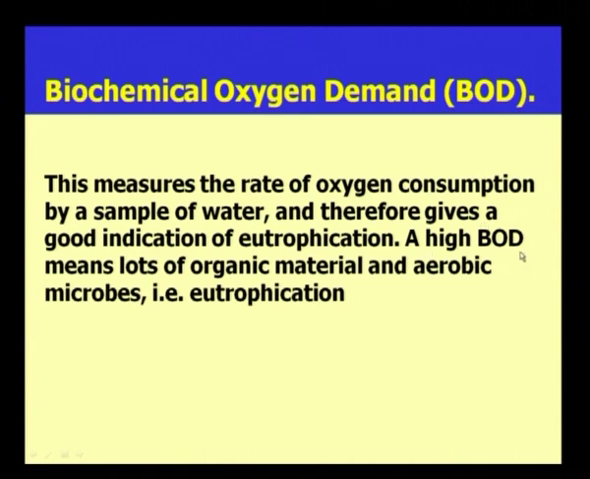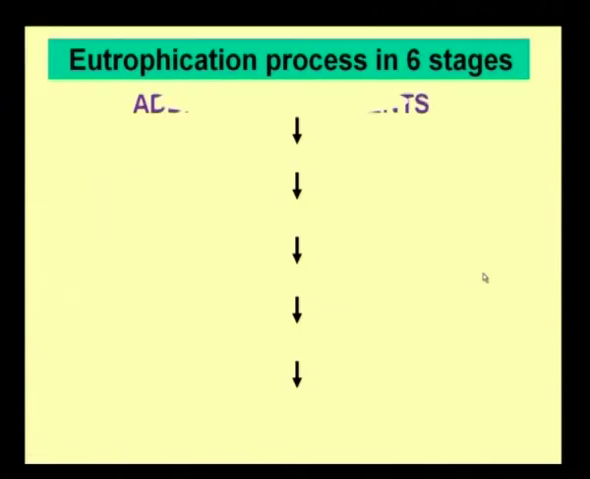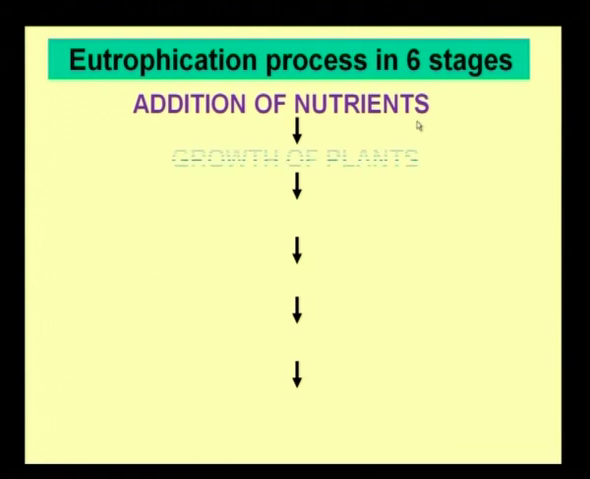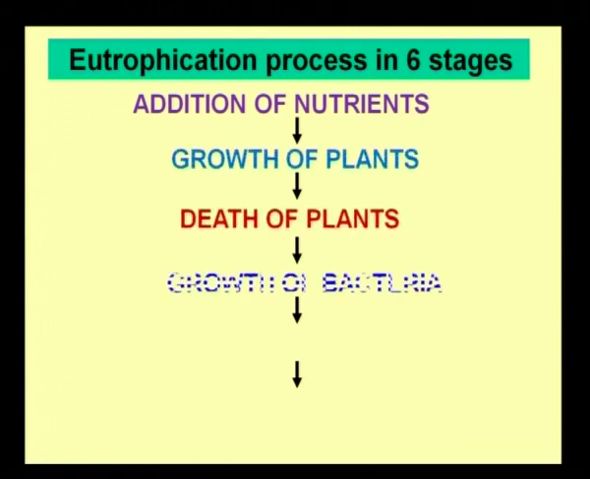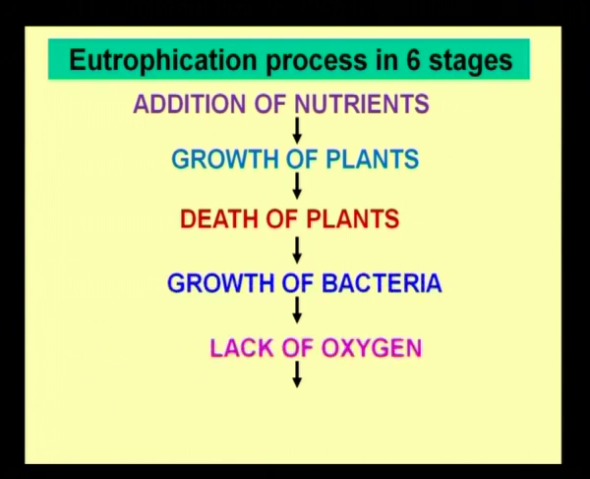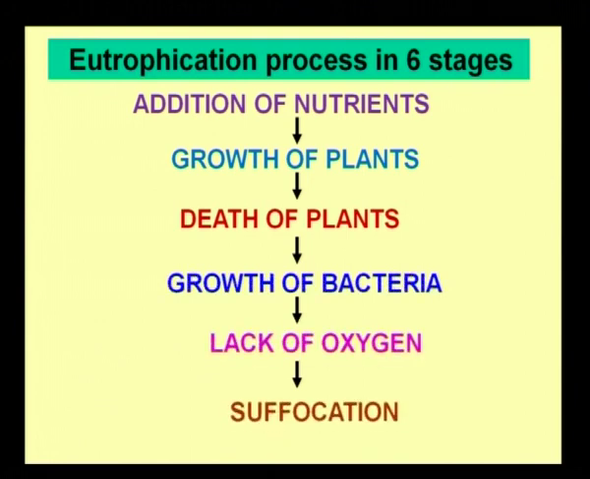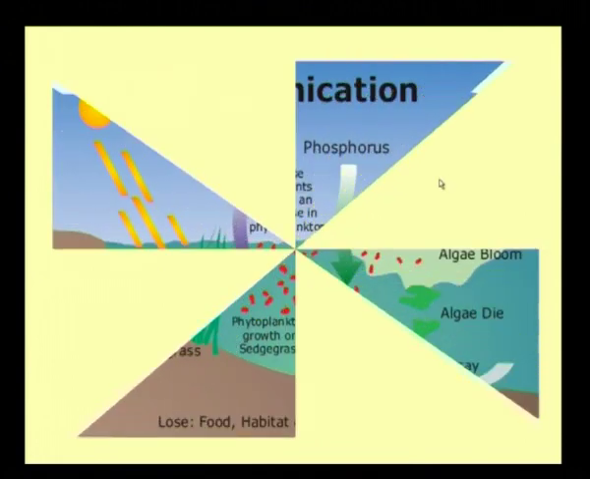A high BOD, that means a high biochemical oxygen demand, means lots of organic material and aerobic microbes, that means there is eutrophication. The addition of nutrients, growth of plants, death of plants, growth of bacteria, lack of oxygen and suffocation. So these are all the various stages in the eutrophication process.